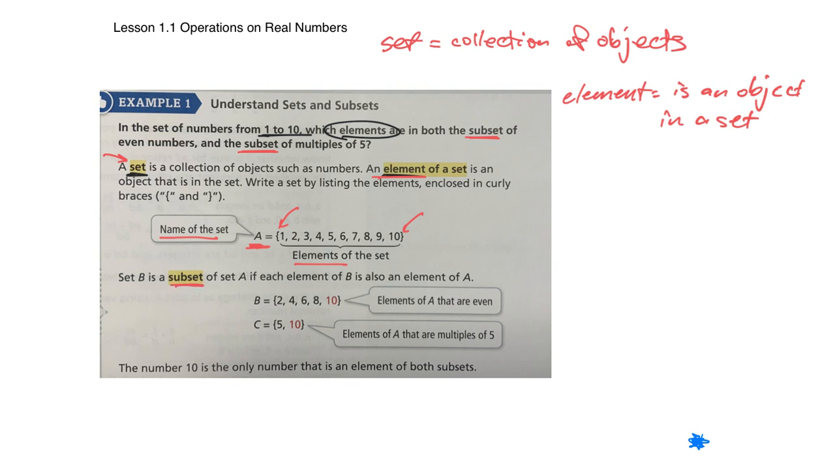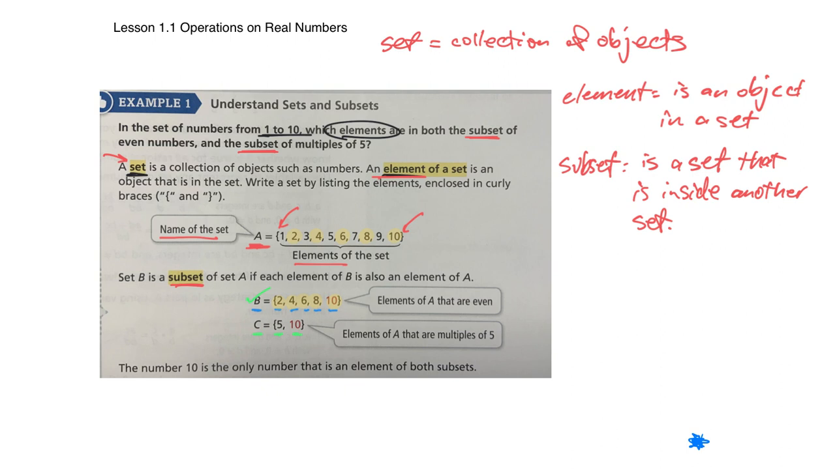A subset is a set that is inside another set. So subset is a set, which is a collection of objects, that is inside another set. Usually this other set is bigger than the subset, okay? Usually. The subset can never be bigger. It's either smaller or it can be the same size, but usually the subset is smaller. So here we have another set, B, and in it are even objects, 2, 4, 6, 8, and 10. And then we have an even smaller subset, 5 and 10. Now if you notice, 2, 4, 6, 8, and 10 are all inside set A. So that means, yes, B is a subset of A.